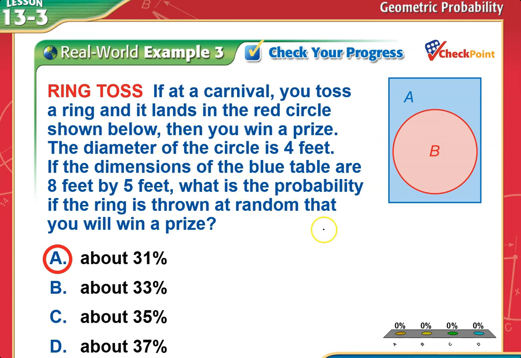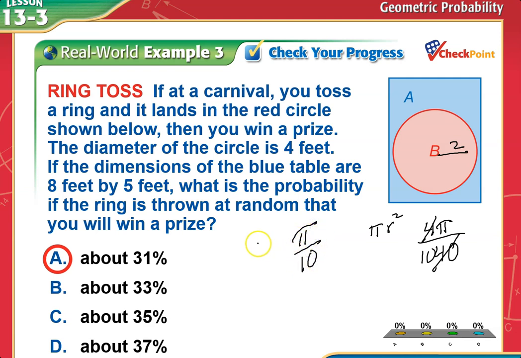How'd they get that? If at a carnival you toss a ring and it lands in the red circle shown below, then you win a prize. The diameter of the circle is 4. So that means the radius is 2. So we're going to have pi r squared for my numerator, or 4 pi. Now that's going to be divided by the total area of A. And it tells me that the dimensions of the blue table are 8 feet by 5 feet. That means we're going to have 40 on the bottom. So my 4 and my 40 reduce, and that gives me a 10. And my answer then ends up being pi divided by 10.